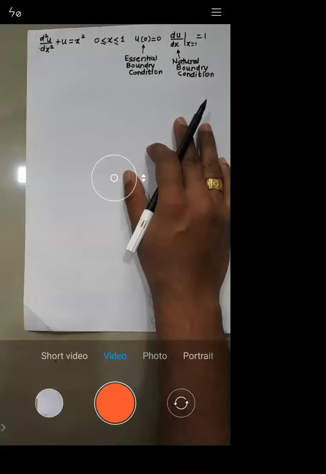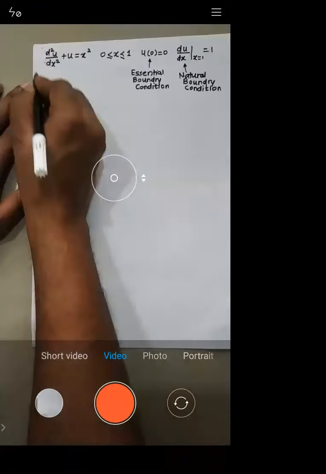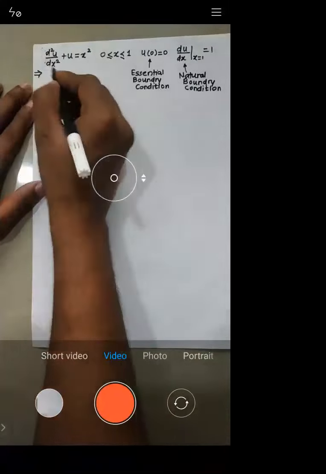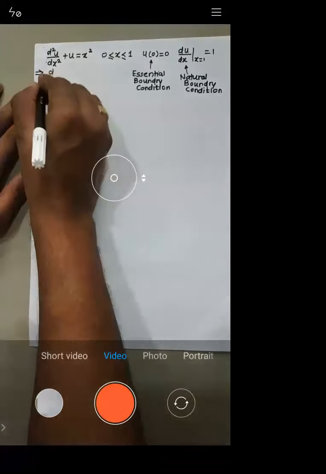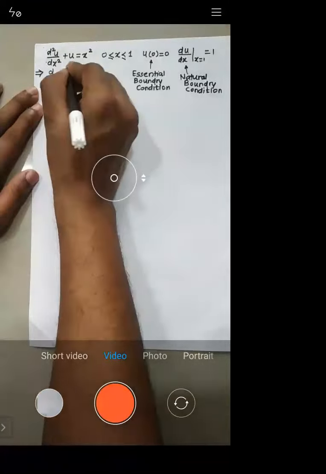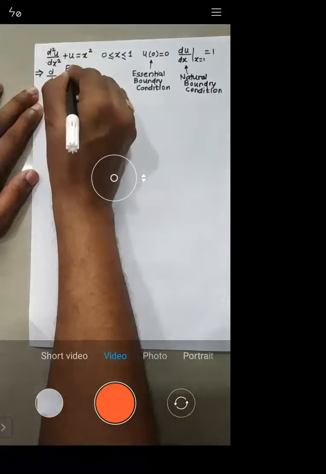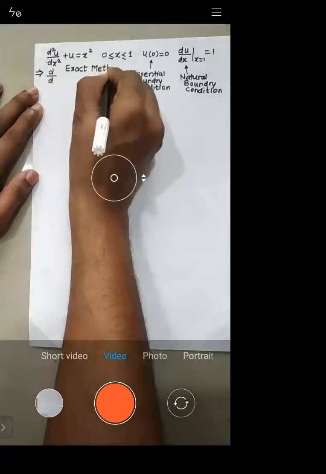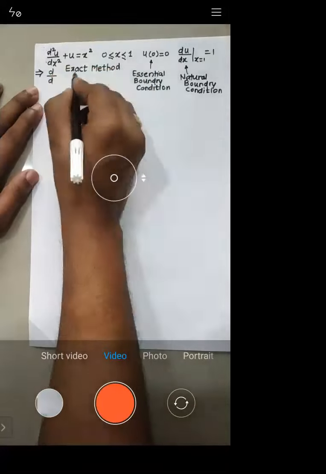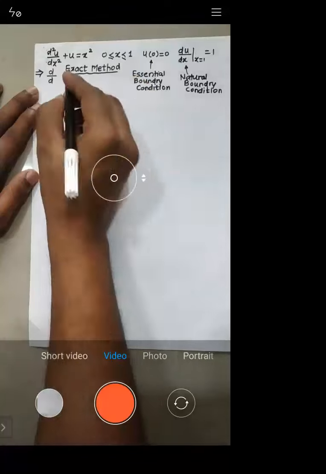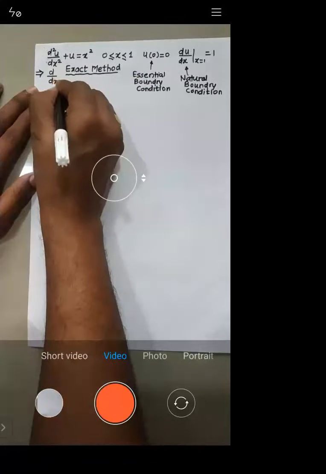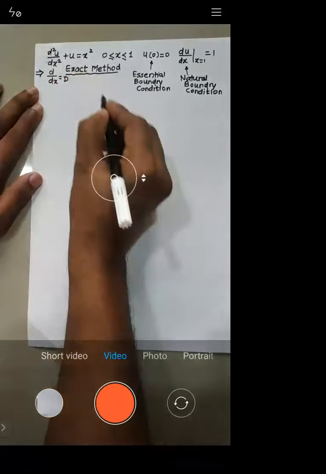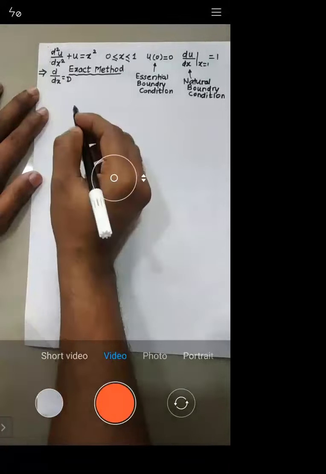Now we'll start with the solution of this particular problem. How do we solve it? We will solve this problem initially by the exact method. So this operator d by dx, I will call this as D.